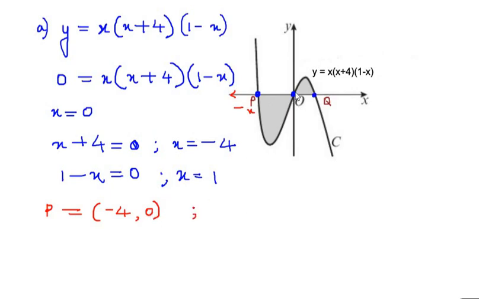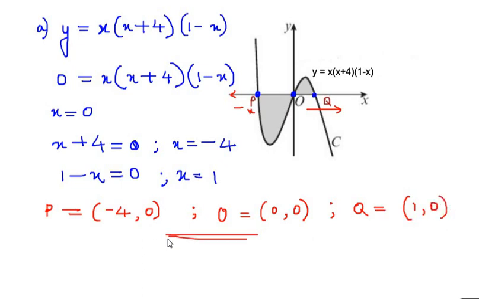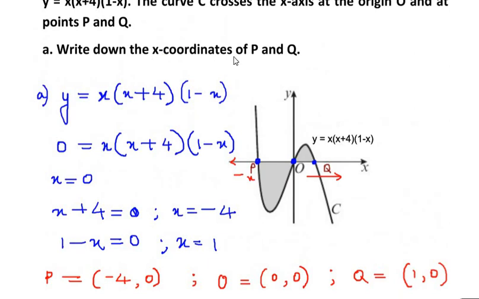Next, O is the origin and we got x equals 0 here, so we can write the coordinates of O as (0, 0). And finally for Q, since Q is towards the positive x-axis, obviously x is going to be equal to 1 for Q. So we have Q as (1, 0). Since all three are on the x-axis, their y coordinates are 0. So these are the coordinates of P, O and Q, and we have got the x coordinates of P and Q.